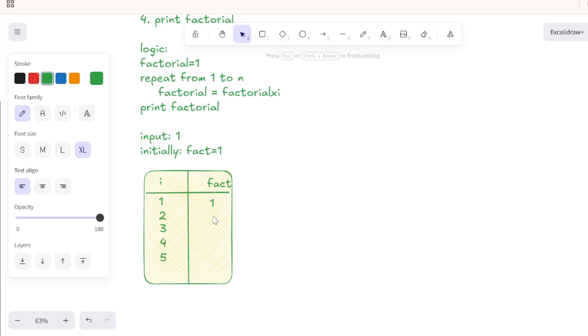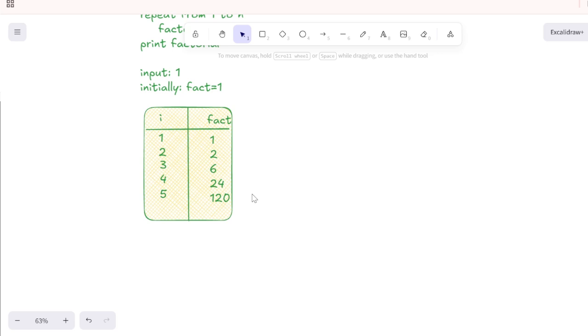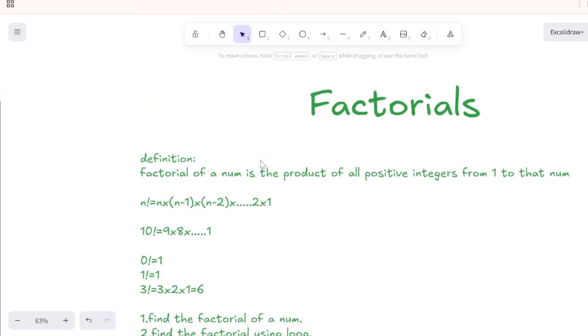So when i is 1, factorial will be 1. When i is 2, factorial becomes 2. And 3, factorial becomes 6. 4, factorial becomes 24. And next 120. So the final answer we get is 120. So output will be 120. Okay, this is about the first question.